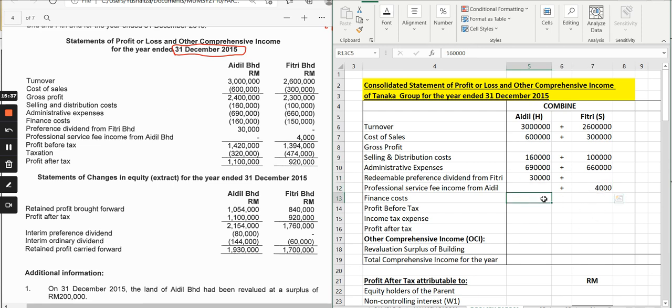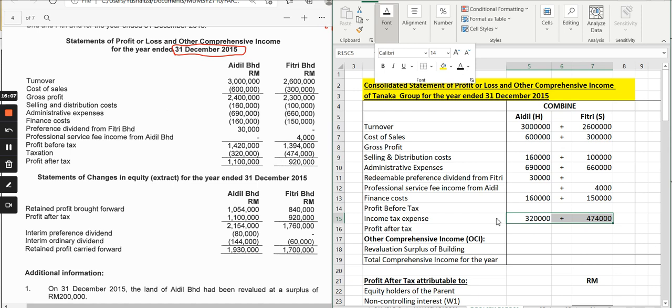For the finance cost as well, it's the same thing. You have the finance cost. I just add up the finance cost. I will later eliminate the intercompany transaction contained in the finance cost, which is the dividend. So this will later be eliminated with the intercompany dividend, which is this 30,000. So you will see later this will be removed. But we are now doing the combination. Same goes for the income tax.